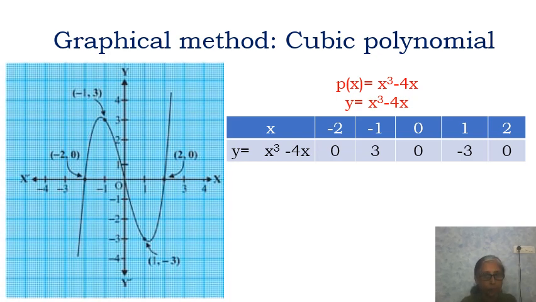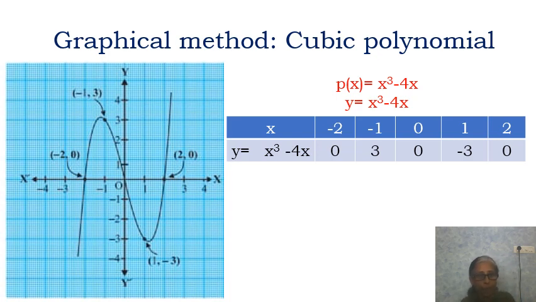Now to find the zeros of the polynomial, you have to see where this graph is intersecting the x-axis, isn't it? So see the points. How many points are there? You find that the graph is intersecting the x-axis at 3 points. Which are the points? Minus 2, 0, 0, 0 and 2, 0.